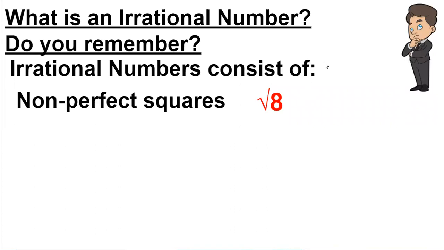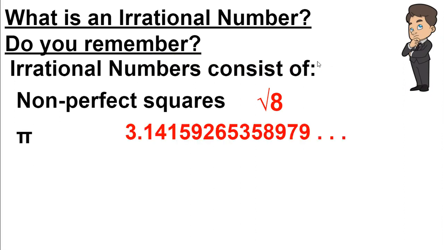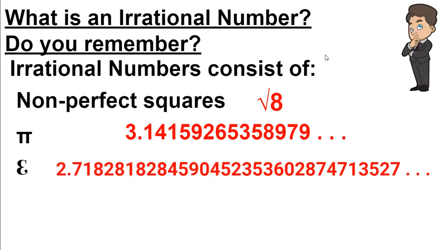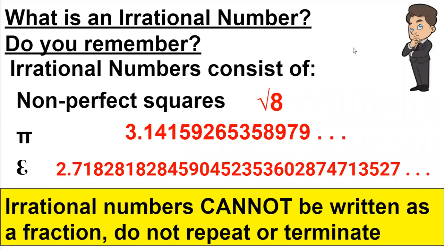It doesn't make sense. It's confusing. It will never repeat. It will never terminate. It will go on and on and on. That's what irrational numbers do. Pi is an irrational number. It does not have a pattern. It does not repeat. It never ends. It's irrational. And then Euler's e is also irrational. You could go on and on with that. Notice how that number never has a pattern that repeats. It never ends. So it is irrational. Irrational numbers cannot be written as a fraction. They do not repeat and they do not terminate.